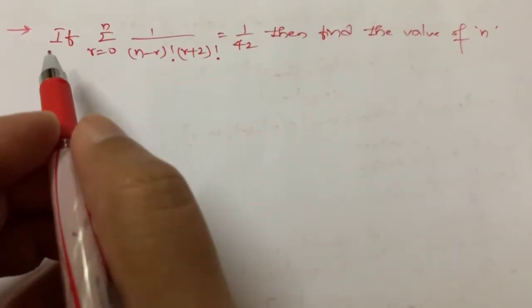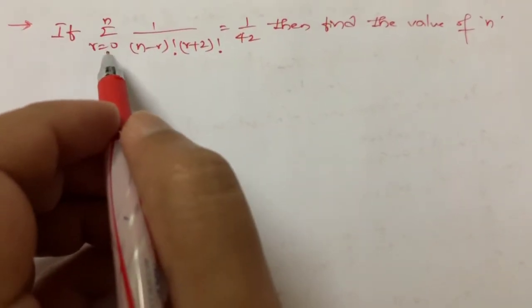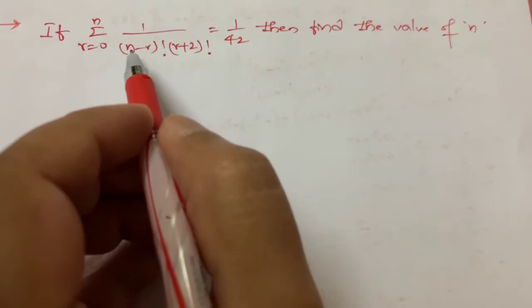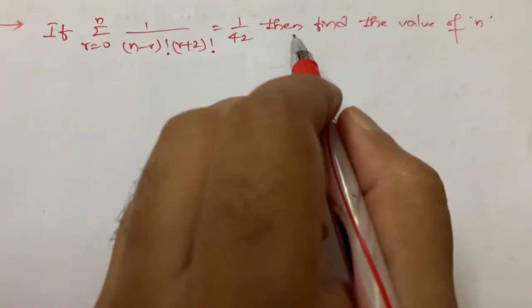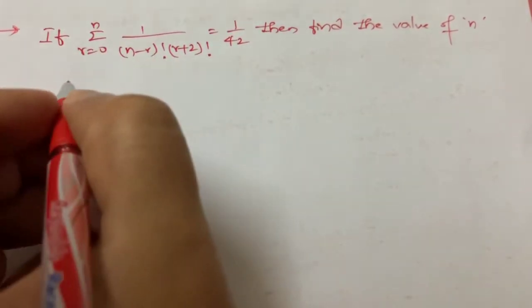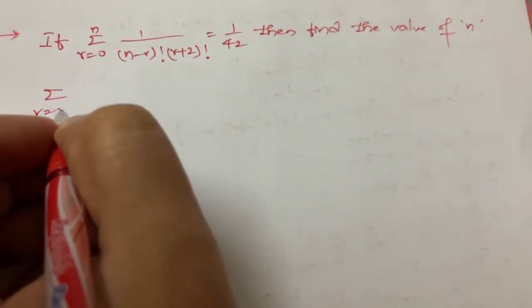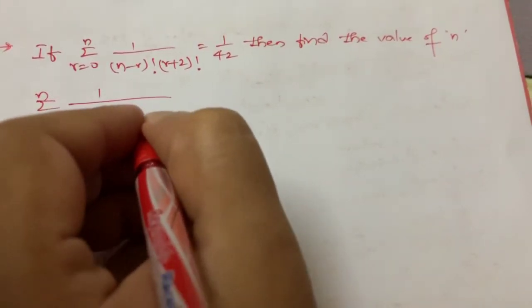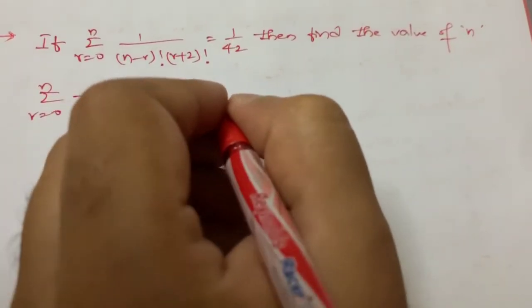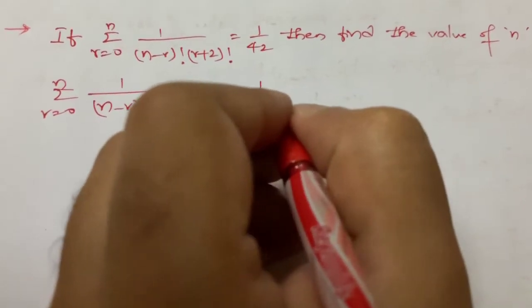Let's look at this problem. If the sum over r equal to 0 to n of 1 by (n minus r) factorial into (r plus 2) factorial is equal to 1 by 42, then find the value of n. So we'll consider the sum over r equal to 0 to n of 1 by (n minus r) factorial (r plus 2) factorial is equal to 1 by 42.